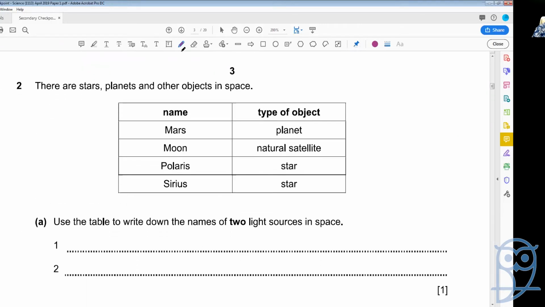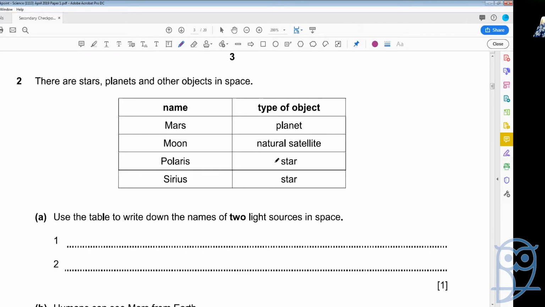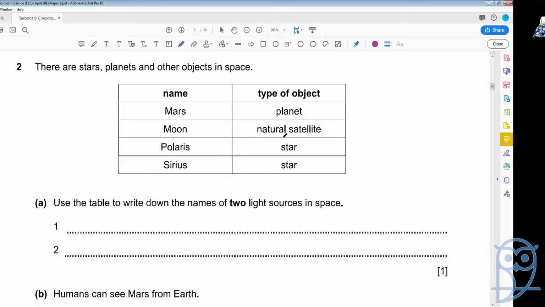So question 2 says, there are stars, planets, and other objects in space. So if we look over here, we've got some different kinds of objects. We've got Mars, which is a planet, the moon and natural satellite, Polaris, which is a star, and Sirius, which is a star. So it says use the table to write down the names of 2 light sources in space. So that would be these 2, the stars.